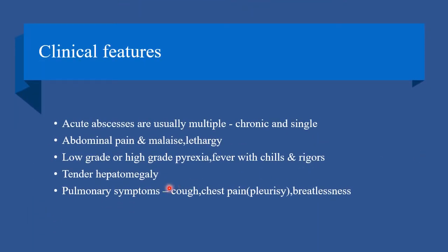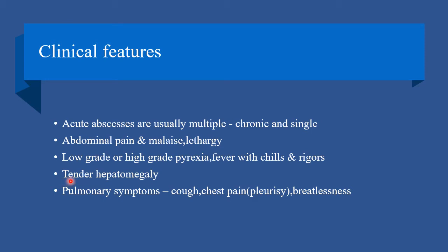Now come to clinical features. What are the clinical features? Acute abscesses are usually multiple, and these abscesses can come in within a matter of days to a week. It can also be chronic and single at times. Abdominal pain, malaise and lethargy are very common symptoms of liver abscess. Generally, the patient feels sick and unable to function normally. Low-grade or high-grade pyrexia, and this fever is usually accompanied with chills and rigors.